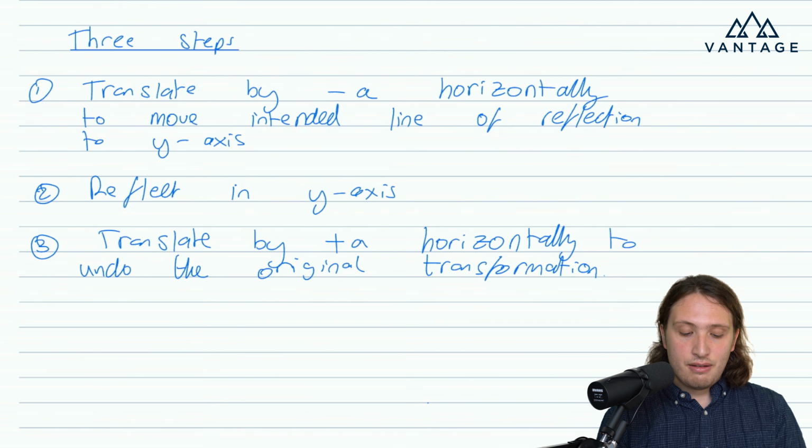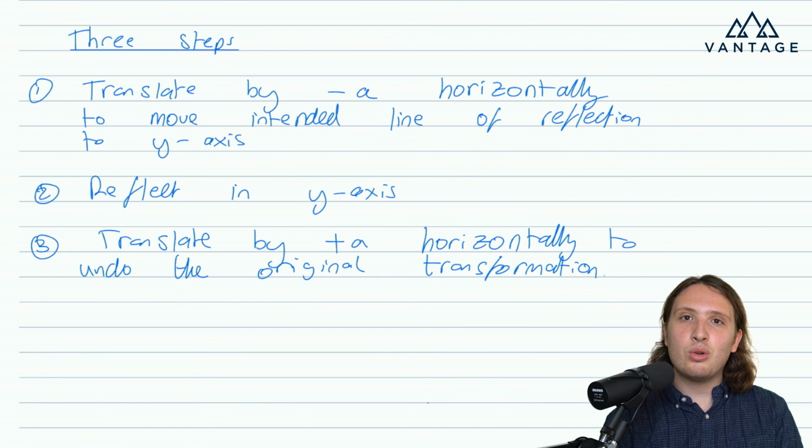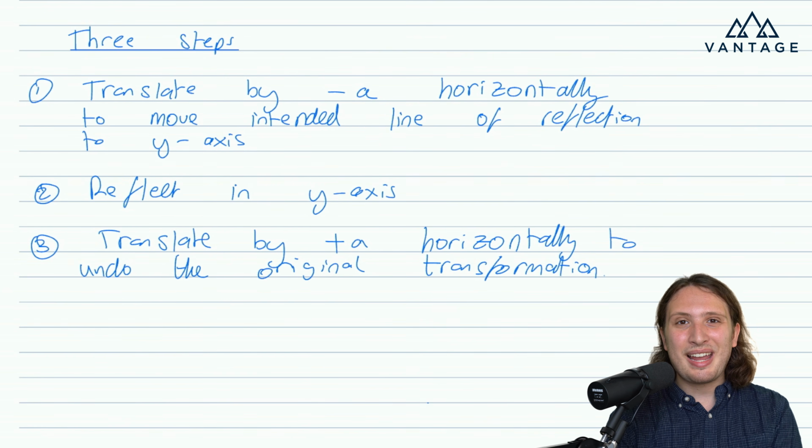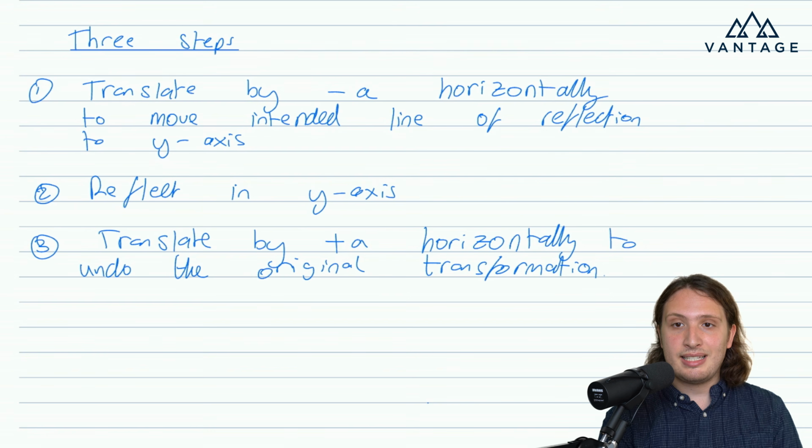First, we can translate by minus a horizontally in order to bring the intended line of reflection, which was at x equals a, to x equals 0, the y-axis. So this is a really sneaky trick, because the only vertical line we already know how to reflect in is the y-axis. So if I translate everything by minus a, I've moved x equals a, my intended line of reflection, to the y-axis, which is the only vertical line we already know how to reflect in.